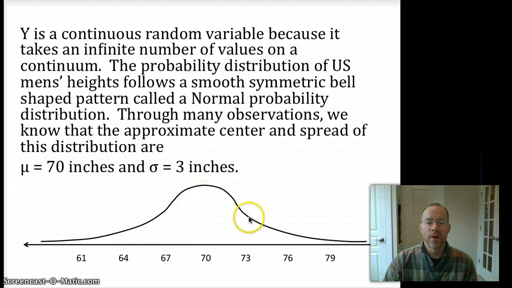If I've drawn this correctly and I go to the mean, that's the center, and if I add a standard deviation and subtract a standard deviation, 73 inches and 67 inches, and go straight up from those, these are the points of inflection on the curve. So that's the place where the concave down, or the frown part, turns into the smile part, concave up.